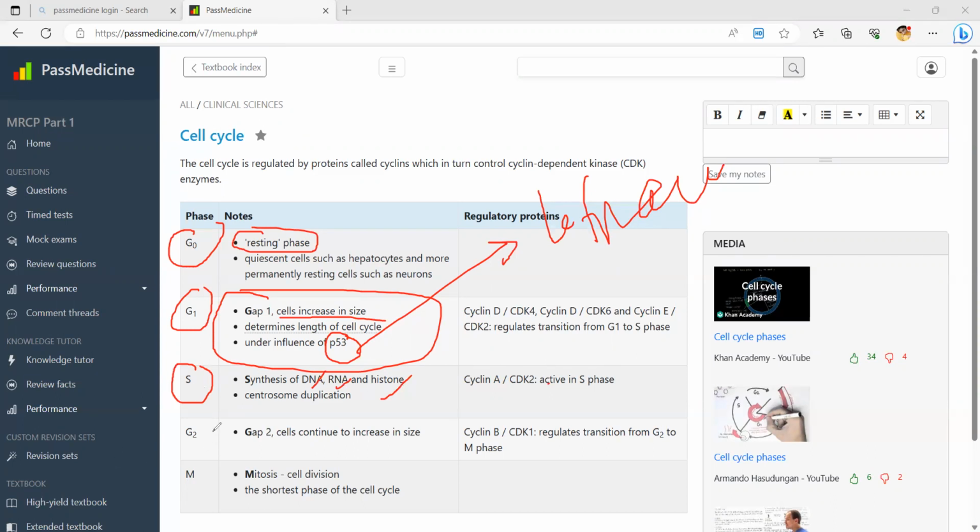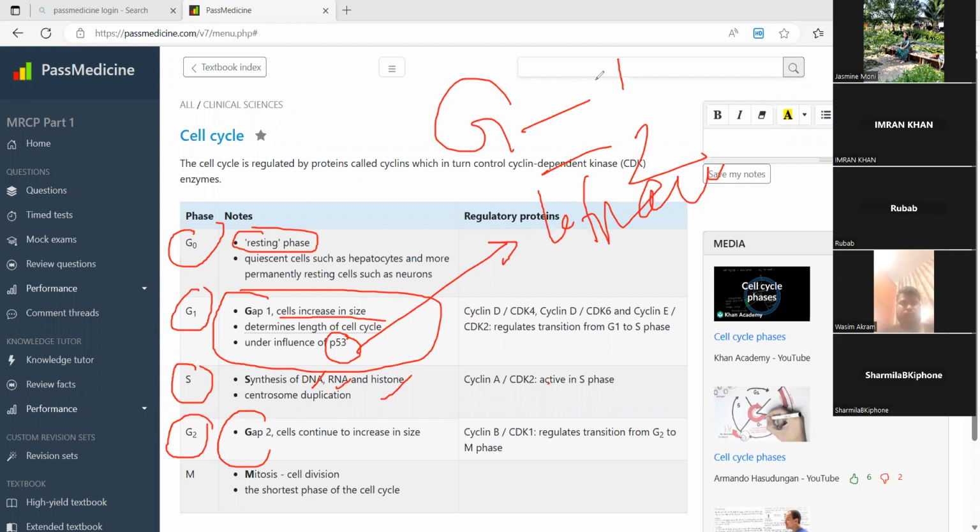Okay. Now G2, that is gap 2. The cell continues to increase in size. So G means gap 1 and gap 2, and in between gap 1 and gap 2, there is S. First in gap 1, there is an increase in cell size. In S, as the cell size is increased, there is synthesis of protein. And in gap 2, after synthesis of the protein, the cell size increases more until the requirement is met.